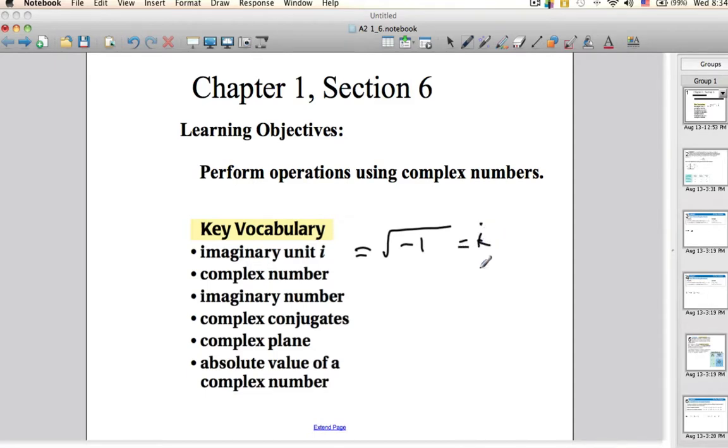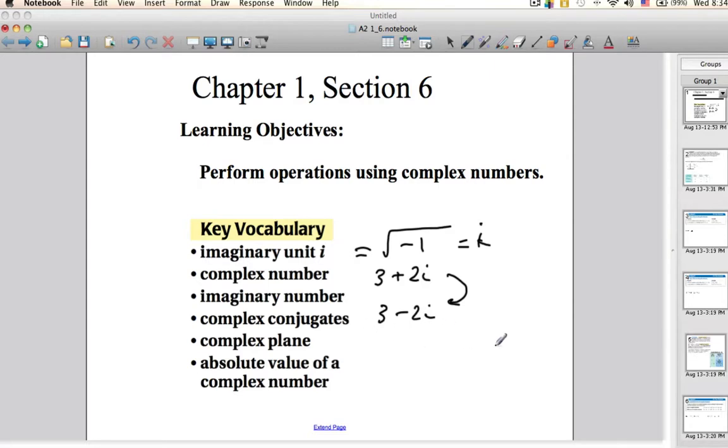A complex number would have a combination of imaginary numbers and real numbers, so something like 3 plus 2i is a complex number. So 2i is an imaginary number. A complex number combines real numbers with imaginary numbers. Complex conjugates we'll talk about, but they're conjugates like everything else. For instance, the conjugate of 3 plus 2i is 3 minus 2i.